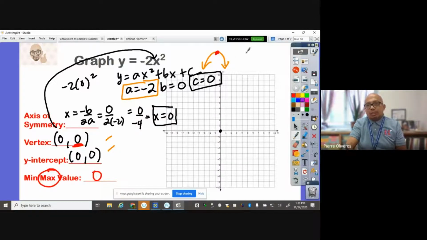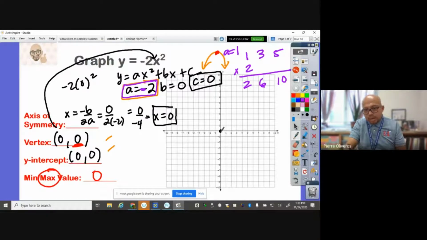Now we're going to apply the 1-3-5. But hold on, we only apply 1-3-5 directly when the value of a is equal to 1. In this case, the value of a is negative 2, or the absolute value of negative 2 is 2. So I'm going to multiply the 1-3-5 by 2. That will give us 2, 6, and 10. From the vertex, I'm going to go down 2 because a is negative, so it opens downward. Down 2 from the vertex, left 1. Then down 6, left 1. I don't have space to go down 10, so that's enough. I can just do the reflection: down 2, right 1, down 6, right 1.